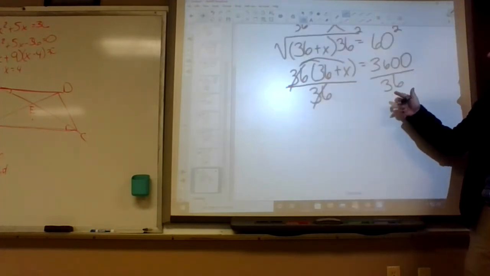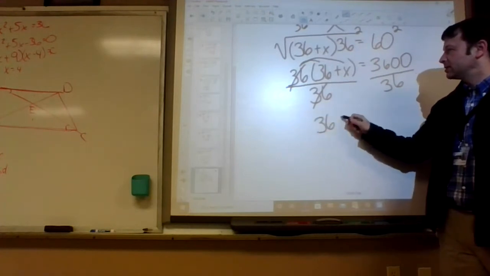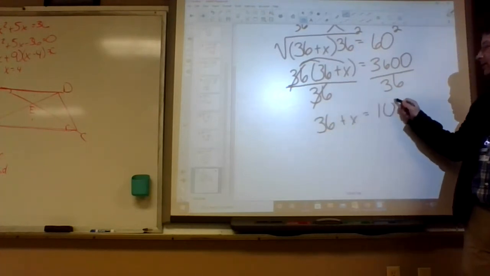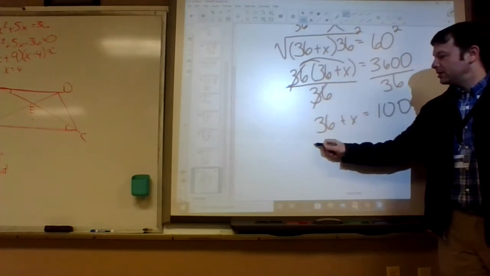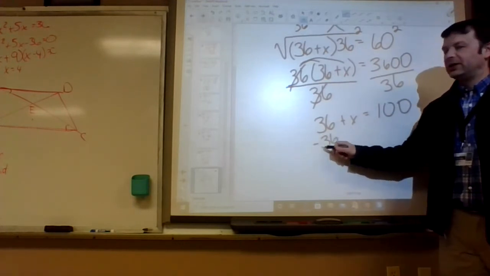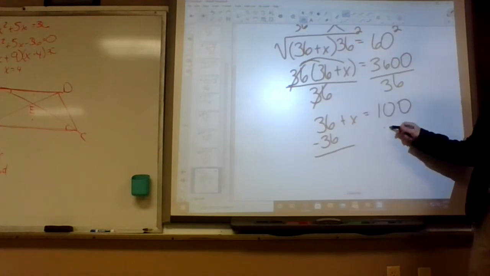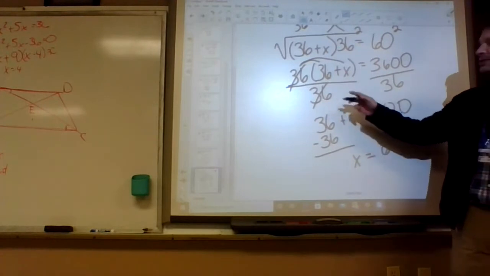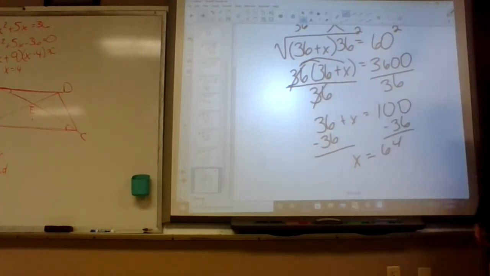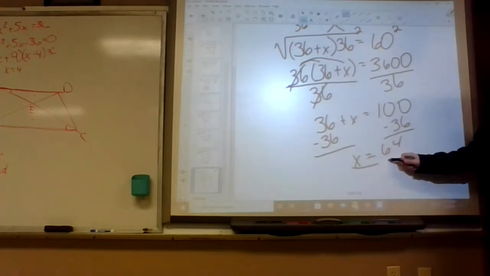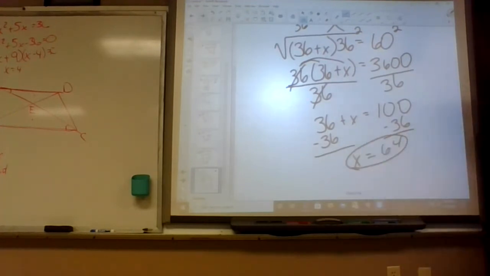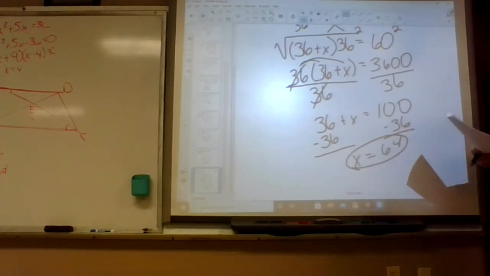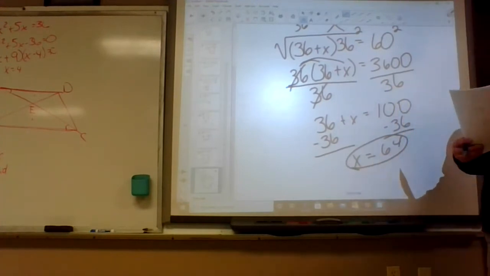What's 3600 divided by 36? 100. Correct. And then, you did not have to use my trick. My trick just made it a little bit easier. We could have used the distributive property over here. That would have been fine. No, we had to divide.